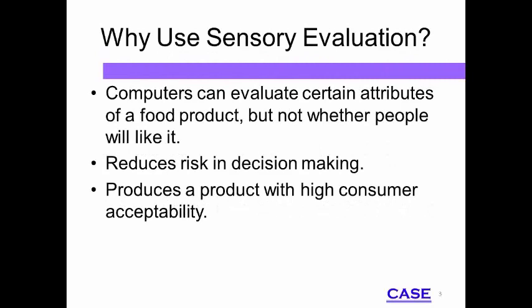Computers are able to measure certain components of food products. For instance, a machine can test how sweet a food product is, and scientists know that consumers prefer foods within certain sweetness levels. However, a computer cannot determine if a consumer will like or dislike a product. By learning that information, companies reduce the risk in decision-making in food development. When researchers use sensory evaluation to analyze a product, what is produced is already known to be accepted and preferred by consumers.